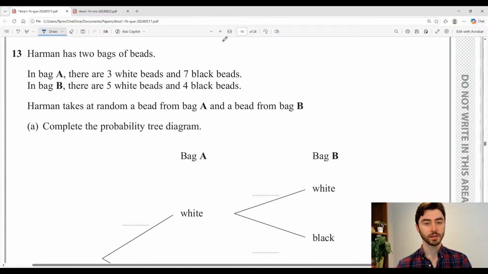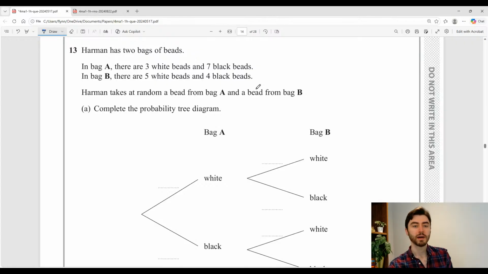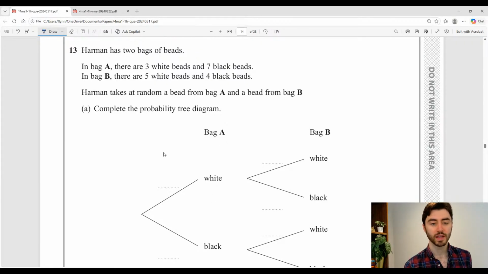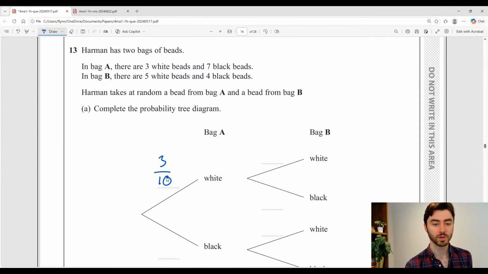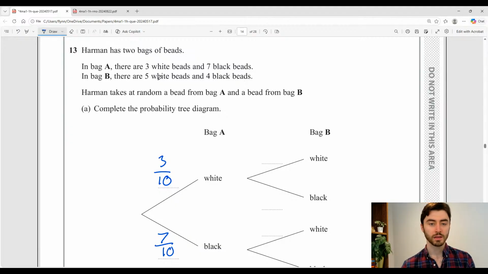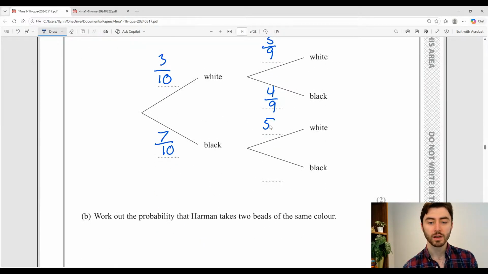Right, so moving on to 13. So we have a tree diagram. So in bag A, there are 3 white beads and 7 black beads, so 10 beads in total. That means the probability of getting white is the 3 white out of the 10 total, and black would be 7 black out of the 10 total. Then for bag B, there are 9 beads in total, so getting white would be 5 out of 9, and getting black would be 4 out of 9. And I'll write those probabilities on all the necessary lines here.